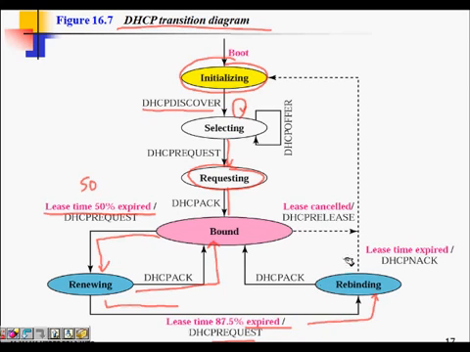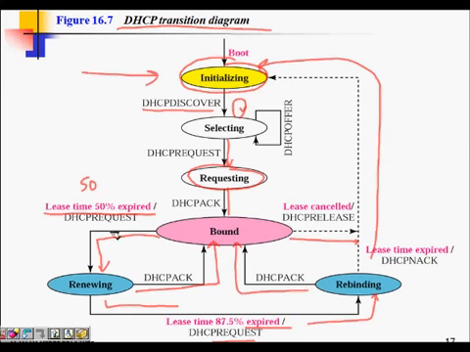Then if I get a NACK, my lease has expired, so I go to the initial state and again send a DHCP discover message to all the servers. But if I get an ACK, I go to the bound state again. From the bound state, if the node itself decides to go away, it sends a DHCP release, and then the lease is cancelled and it goes to the initial state. So this is the DHCP transition diagram. Now you know what is happening in the DHCP client.